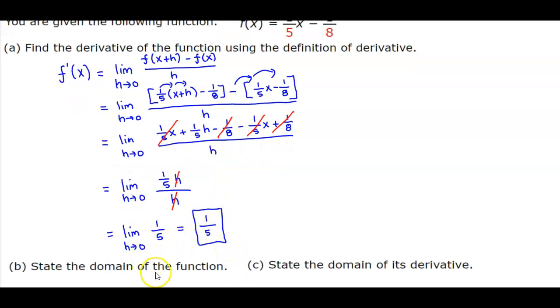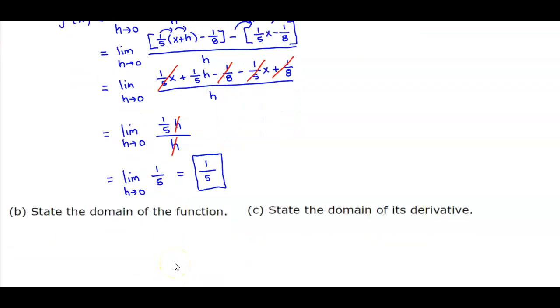Now we want to state the domain of the function. Okay, so let's take a look at the function. The function f of x is equal to 1/5 x minus 1/8. Well, that means we can plug any value in for x. So then we would say that the domain of the function is all real numbers, and that's in interval notation, or we can just write that as all real numbers.